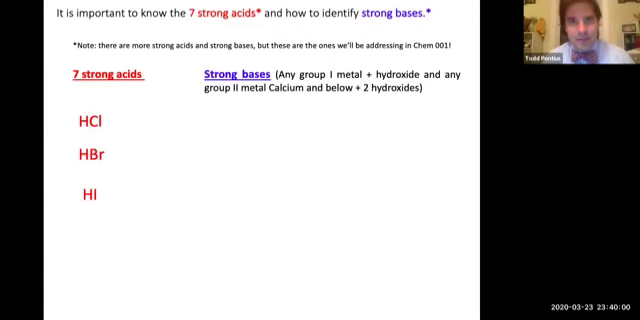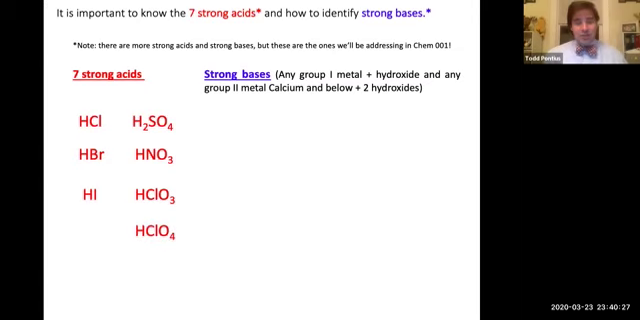Well, it's just hydrogen plus a halogen. If we look at group 7 in the periodic table, it's HCl, HBr, and HI. And in the words of the great poet and philosopher John Bon Jovi, whoa, we're 3/7 of the way there. The other strong acids are sulfuric acid, H2SO4, nitric acid, HNO3, chloric acid, HClO3, and perchloric acid, HClO4.